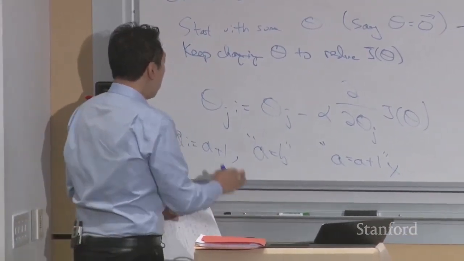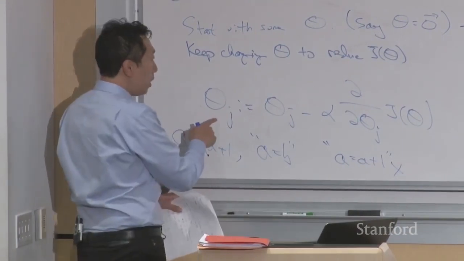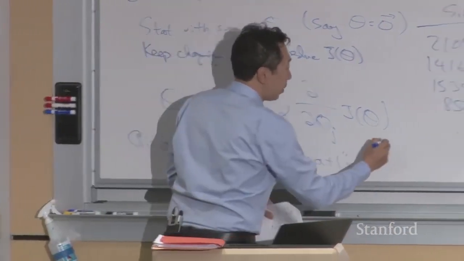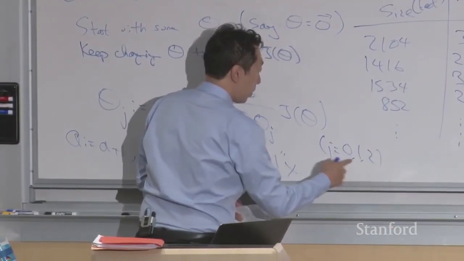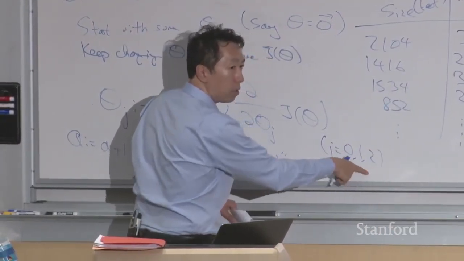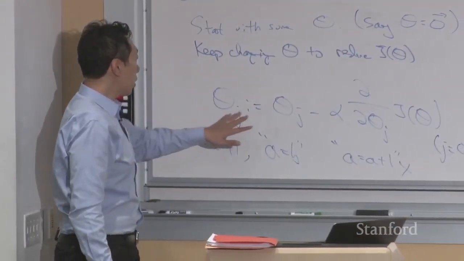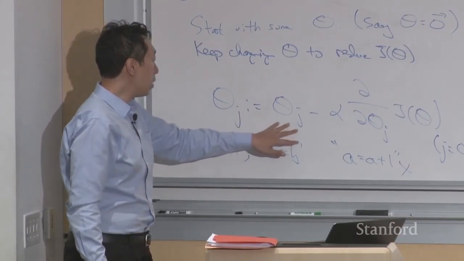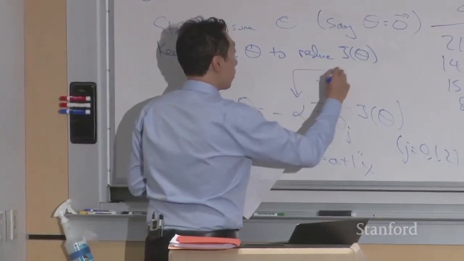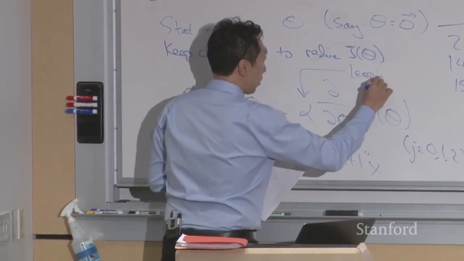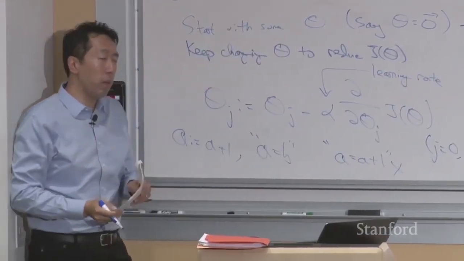All right, so in each step of gradient descent, you're going to do this for j equals 0, 1, 2, or 0, 1 up to n, where n is the number of features. For each value of j, take theta j and update it according to theta j minus alpha, which is called the learning rate.